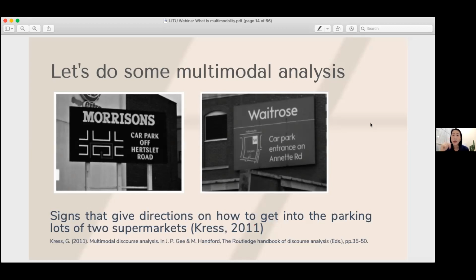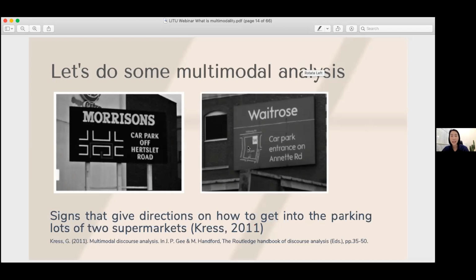I think so. Kress and van Leeuwen, and probably Jewitt as well. They talk a lot about multimodal analysis and what you can do. This information is from a book, not a book, but a chapter by Kress. Let's take a look at this and see what we have.